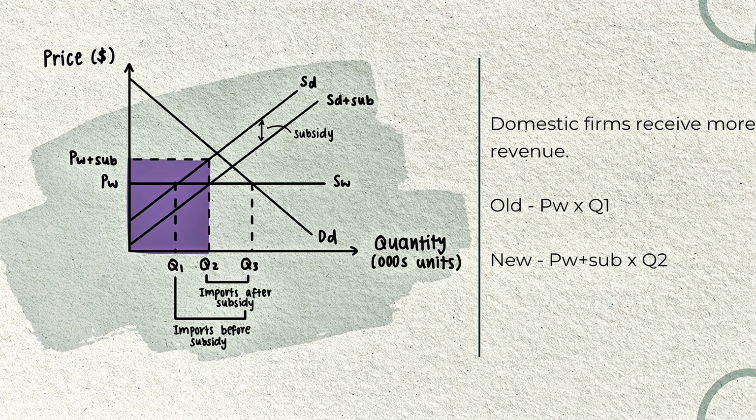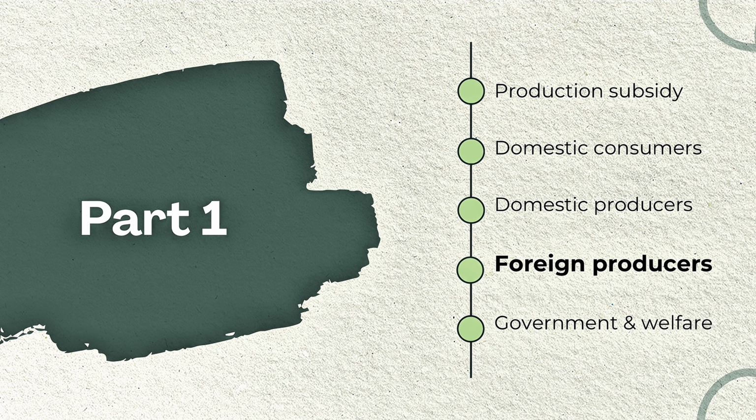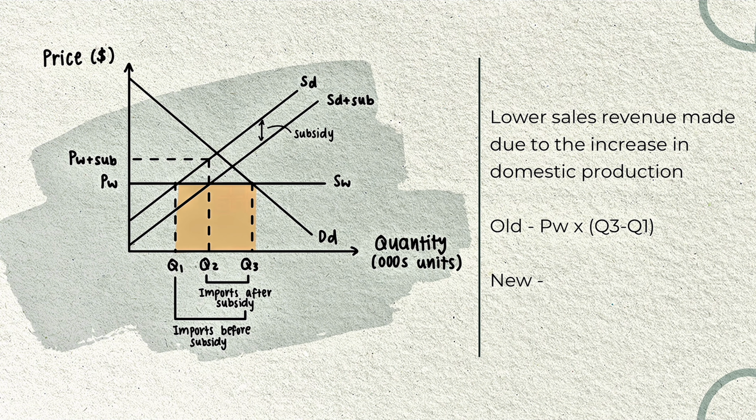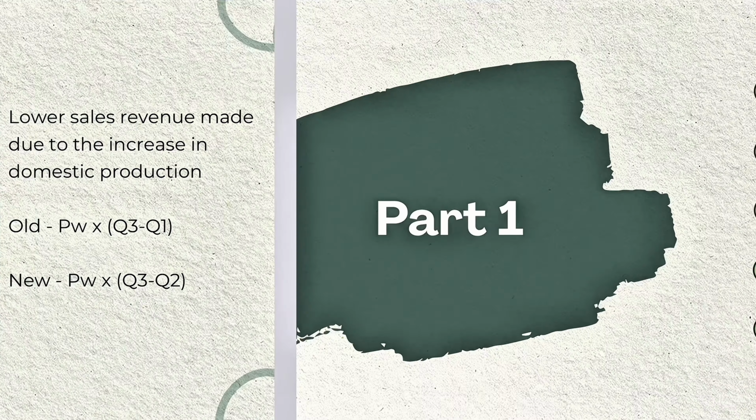And in the case for foreign producers, they will receive a lower sales revenue due to the increase in domestic production from Q1 to Q2. Their old revenue is PW multiplied by the distance between Q3 and Q1, and their new revenue is PW multiplied by the distance between Q3 and Q2.